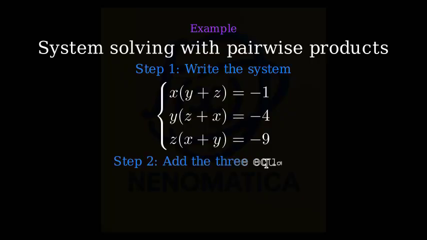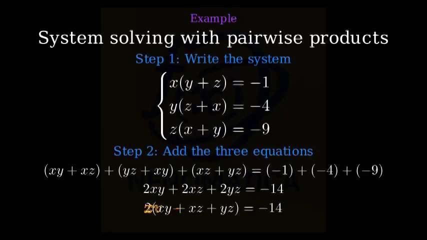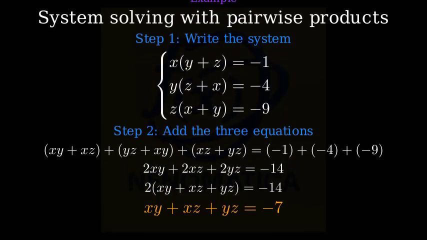Step 2. Add the 3 equations term by term. The left sides expand into all pairwise products twice. The right sides add to negative 14. Divide by 2 to obtain the sum of pairwise products.